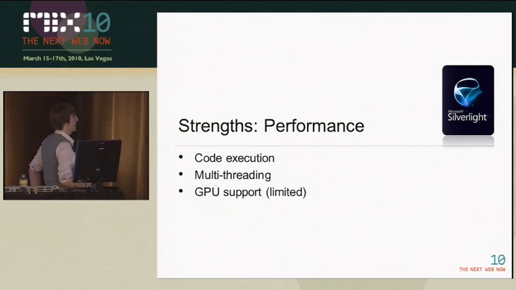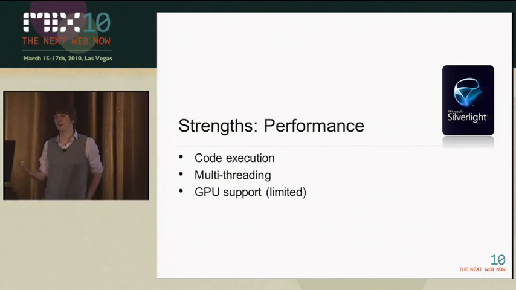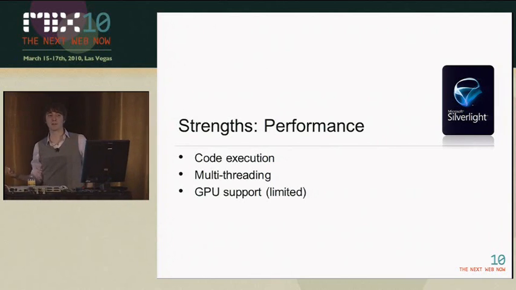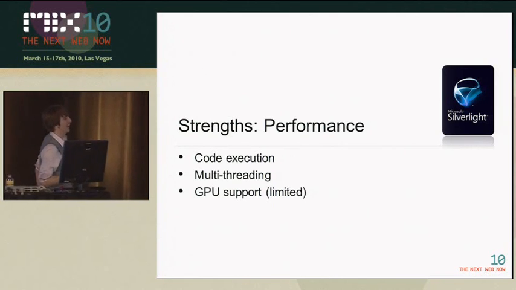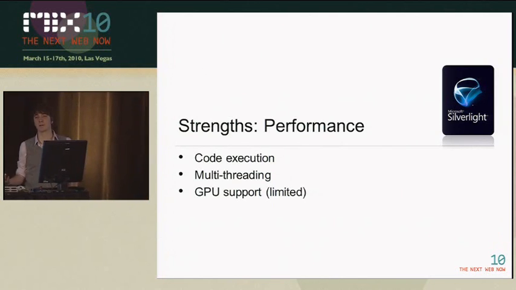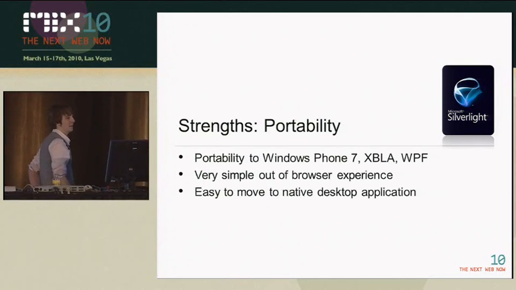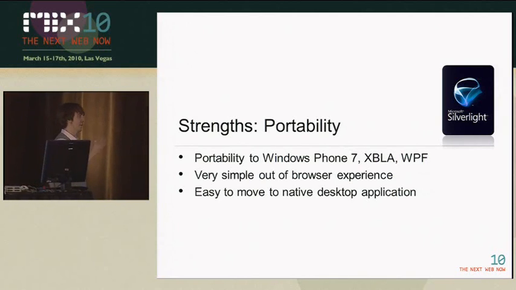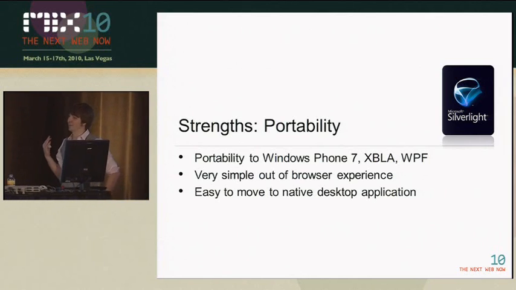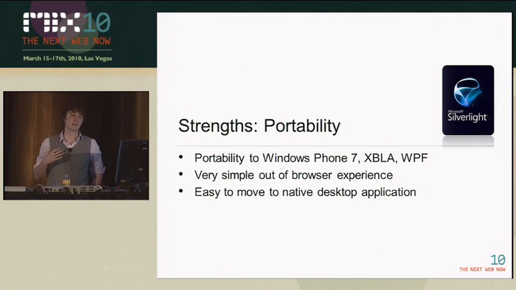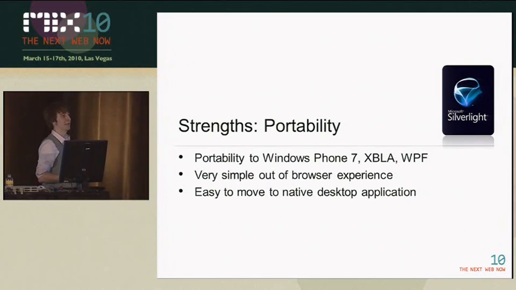Great performance. Code execution is phenomenal. Multi-threading means that we can pass off things like pathfinding and AI onto a separate thread and have that run on a different core while our main game is executing. Some GPU support. Graphics performance really isn't quite on par with code execution yet, but it's still pretty good. We talked about this. Just the ability to move games between different environments is huge. The out-of-browser experience, I think, is actually phenomenal in Silverlight for games. Just that ability for a user to take their favorite game on the road without any real commitment is awesome.